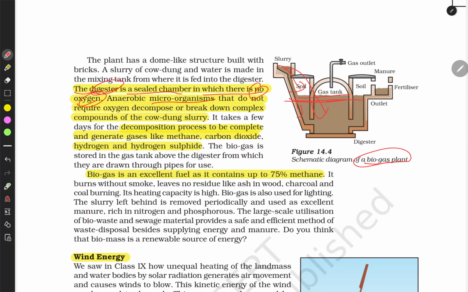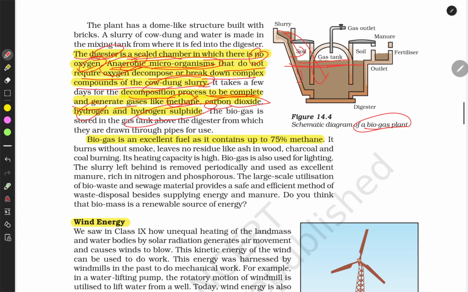There are some bacteria which break down complex molecules into simpler ones in the absence of oxygen, so they don't require oxygen. So they are called anaerobic bacteria, and they decompose or break down the complex compounds in the cow dung slurry, and it generates gases like methane, carbon dioxide, hydrogen, and hydrogen sulfide. These are the gases produced by these decomposers.